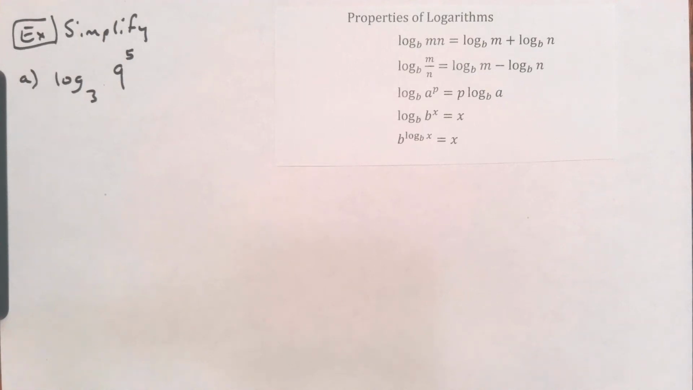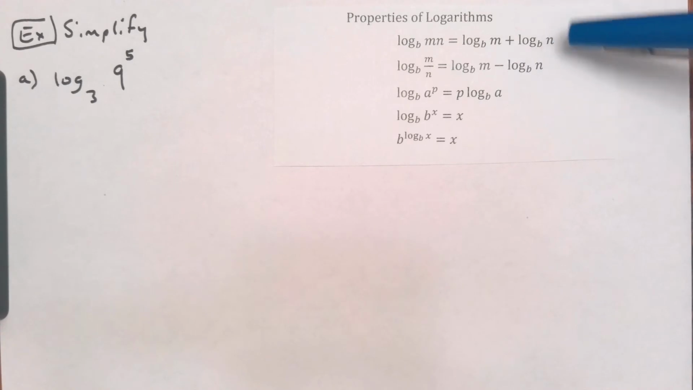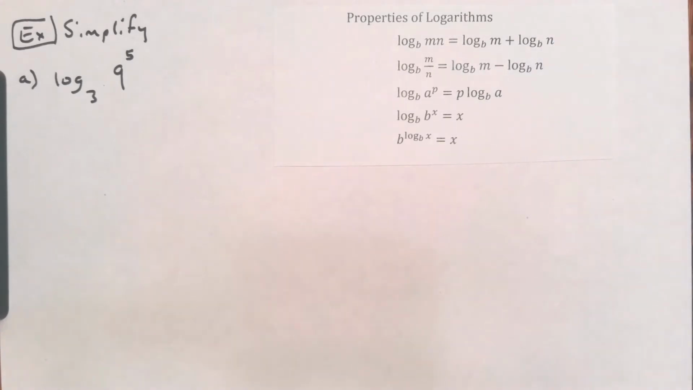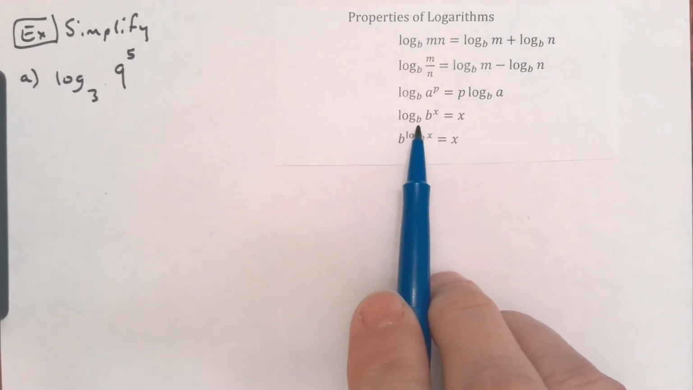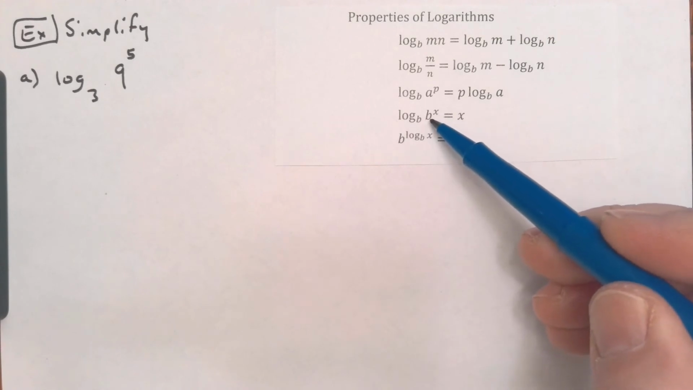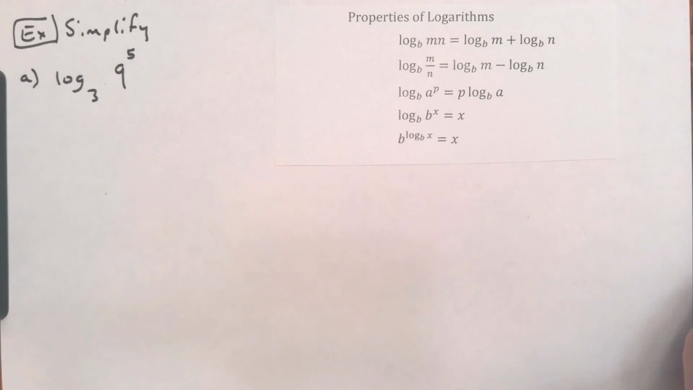Directions for this example are to simplify, and we're trying to simplify a log expression. So we would maybe need to use some properties of logs in order for us to do that. The fourth property down here does say if you have the base of your log and the base of your exponent the same, the answer is just the exponent.